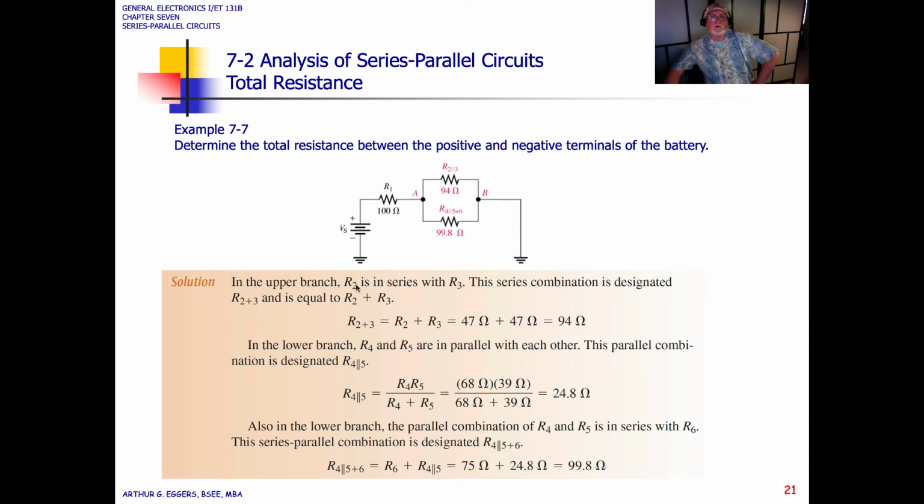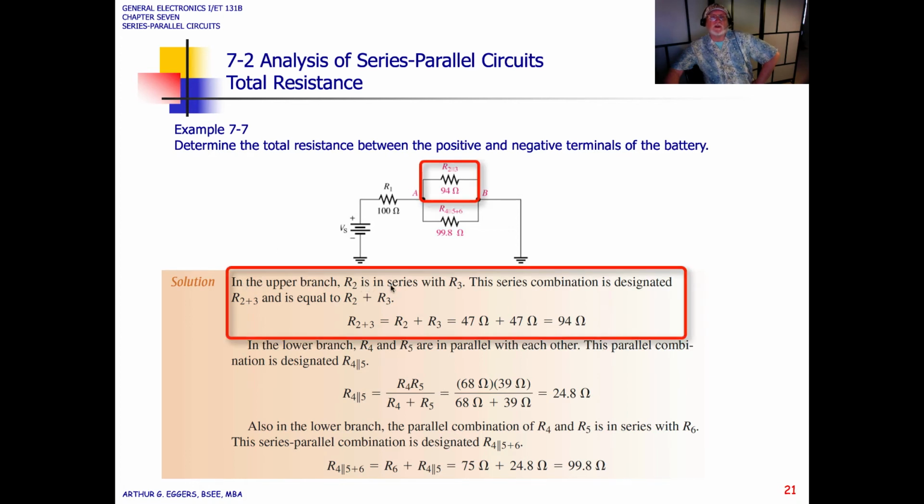So in the upper branch, R2 is in series with R3. This series combination is designated as R2 plus R3. So we sum those together, and 47 ohms plus 47 ohms gives us 94 ohms. So now we have our relationship on the top here of 94.